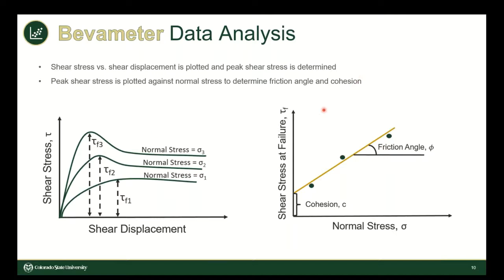So again, the data that is generated by the bevameter shear test, by the shear annulus shown in the last slide, is shear stress versus shear displacement plots. It is run 3 separate times at 3 different normal stresses. During each test, you can plot and calculate a maximum shear stress, which is defined as the shear stress at failure. This shear stress at failure can then be plotted against normal stress for the 3 tests in order to fit a line, using the Mohr-Coulomb failure criteria. For those of you who are familiar, you can calculate a friction angle and cohesion.